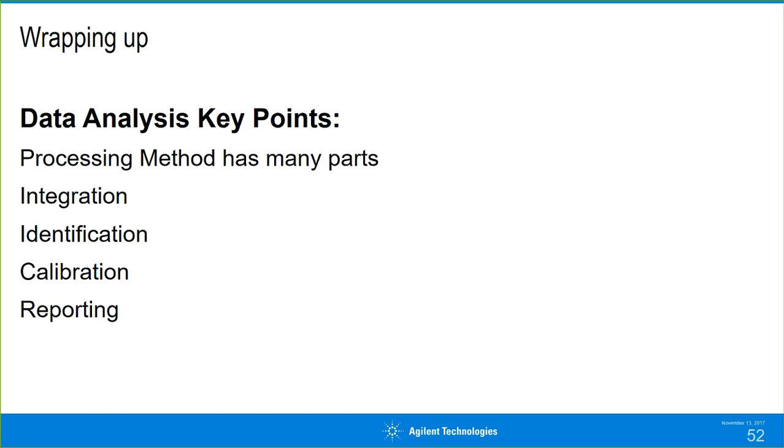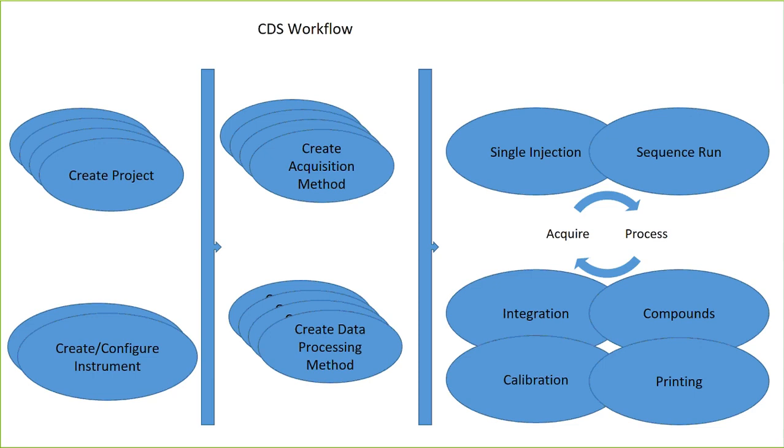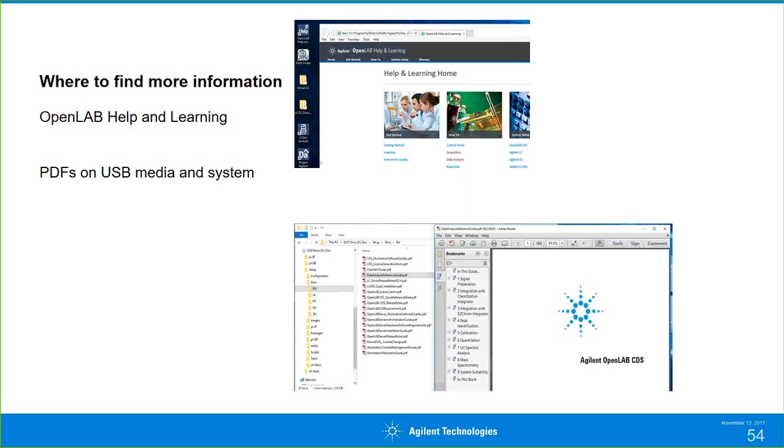And then we looked at reporting, how to tag on two reports. What is automatic, what is manual? So those are some of the things we saw there. So again, to put it all together, create the project, you create and configure an instrument, you're creating an acquisition method. When you create the acquisition method, you're doing a single run versus a sequence run. And then in the data processing method, you have the integration, your compounds, your calibration, and your printing that are all involved in that.